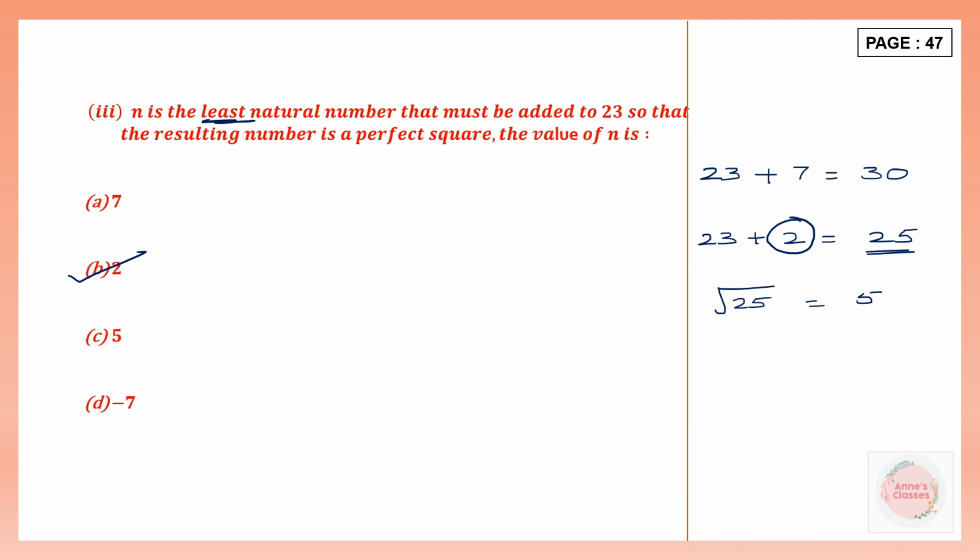So here, now 5 is a natural number, but it's not smaller than 2. Now minus 7 is smaller than 2, but minus 7 is not a natural number. So our final answer is option B.